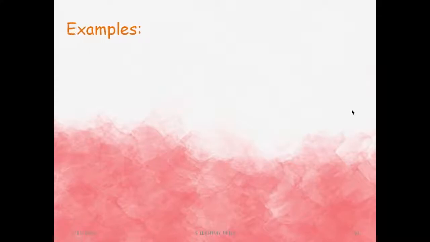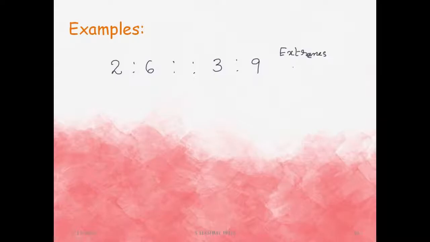Let's see some examples. In the proportion 2:6 is as 3:9, which are the extremes? The extremes are the first term and the last term together. It is 2 and 9. Which are the means? Correct. The means or the middle terms are the second term 6 and the third term 3.